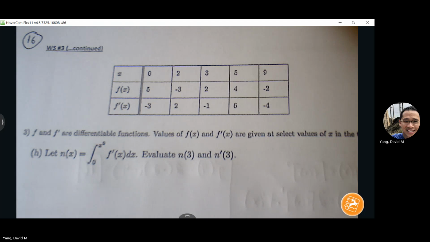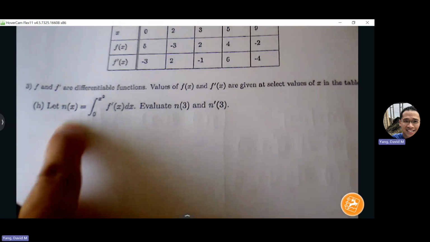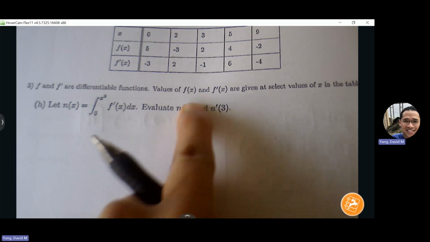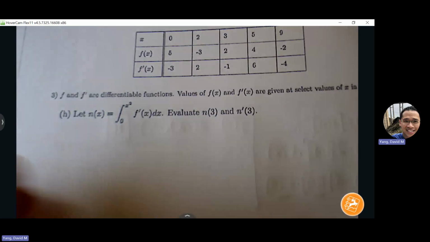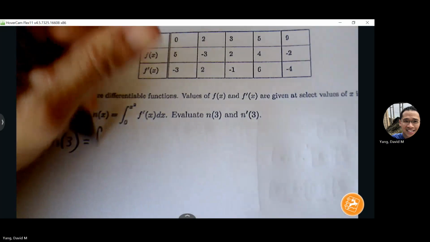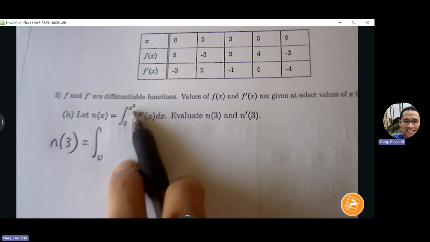Okay, part H, page 16. Let n of x equal the integral from 0 to x squared of f prime. So evaluate n of 3. Let me do that first, and then we can worry about the derivative later. So we'll do n of 3. For n of 3, we can just follow whatever the rule tells us. So from 0 to what? 9. 3 squared is 9, yeah.